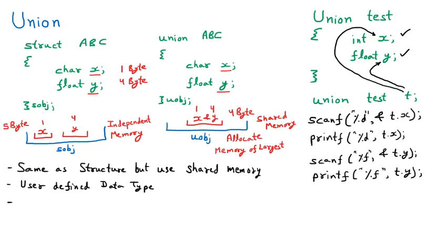We can write here, it stores different types. Different type means different data types in the same memory location. Means memory is the same and we are going to use different data types.